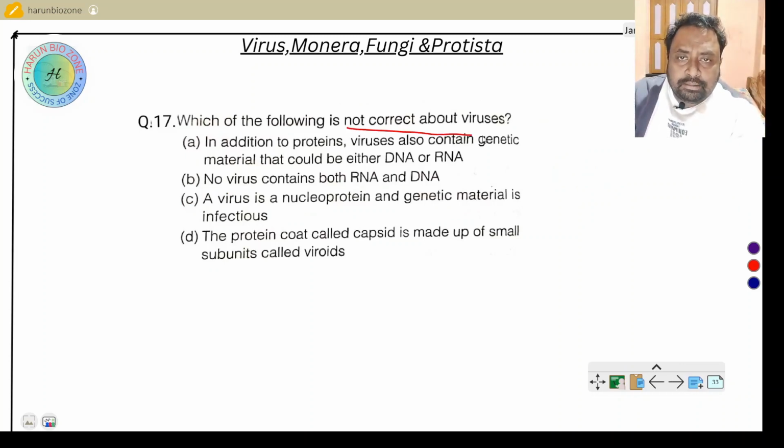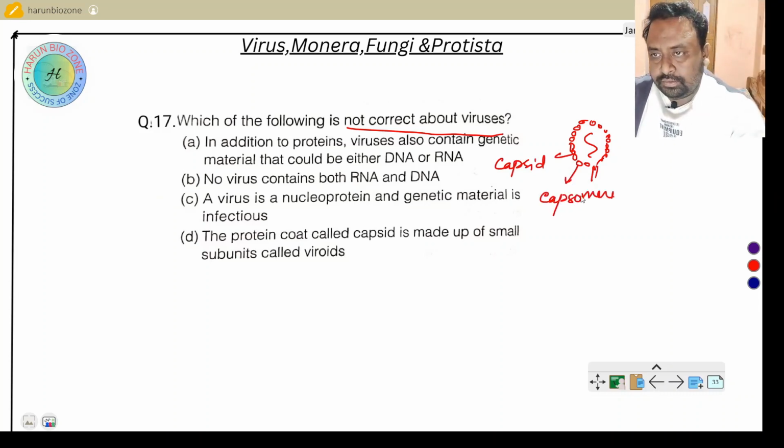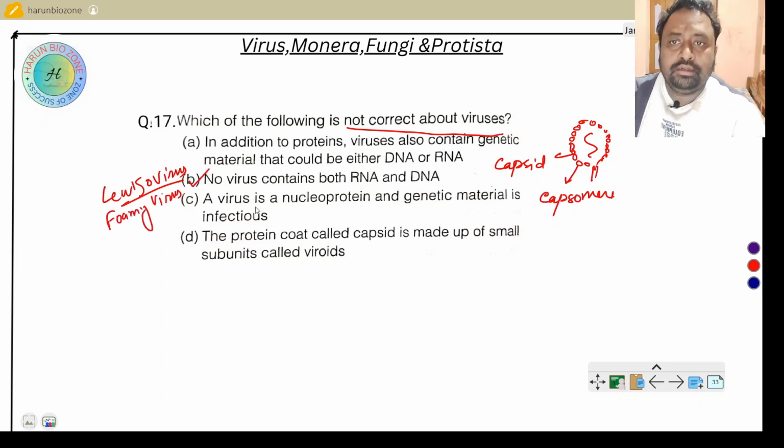Next, which of the following is not correct about virus? In addition to protein, a virus also contains genetic material that could be either DNA or RNA, right? The outer side of the virus contains capsomere protein, and inside the DNA is present. This is called the capsid, and the capsid is made by capsomeres. No virus contains both RNA and DNA? No, some viruses, like leukovirus, a type of retrovirus, or foamy virus, contain both RNA and DNA.